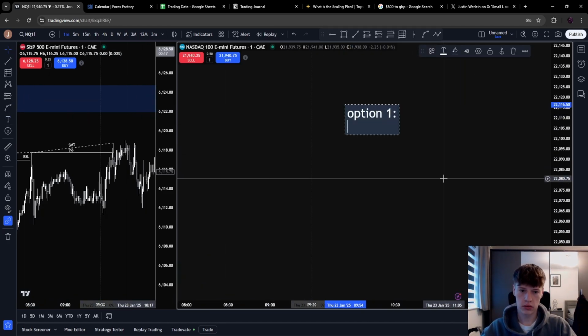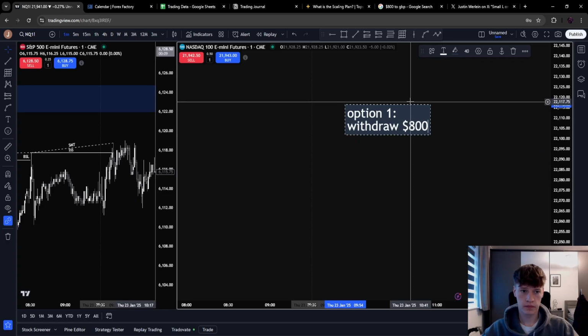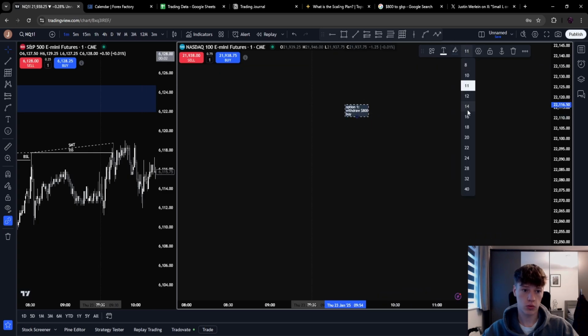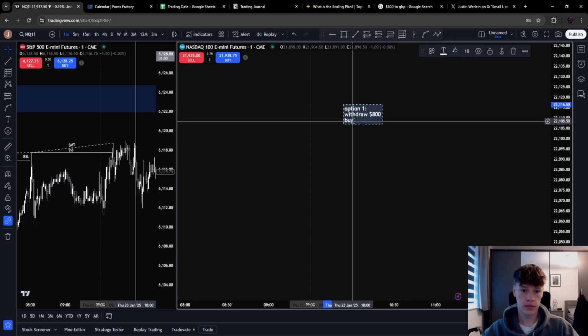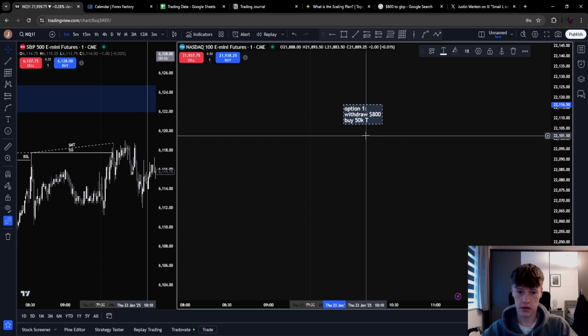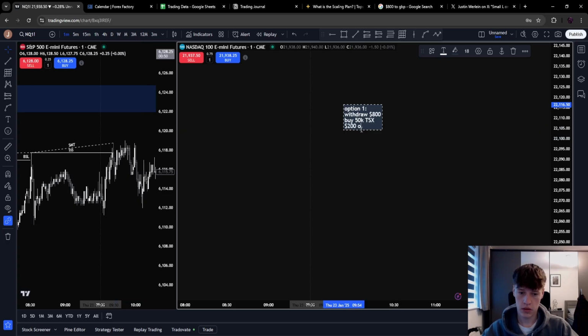Option 1: withdraw 800. I'm gonna make this smaller. Not that small. Buy 50k on Top Step X, which in total costs 200 if I pass in the first month.